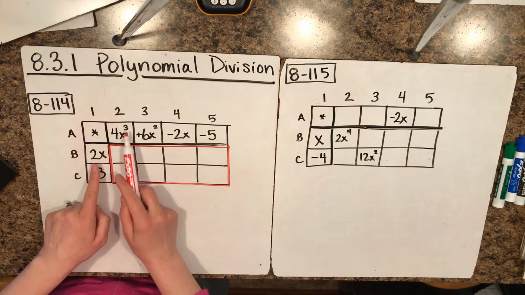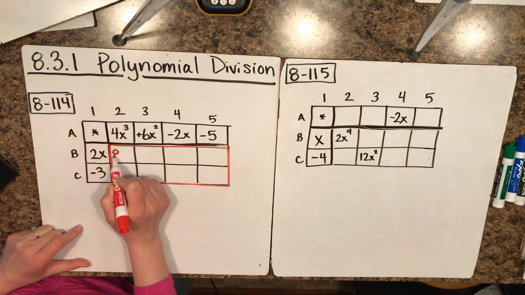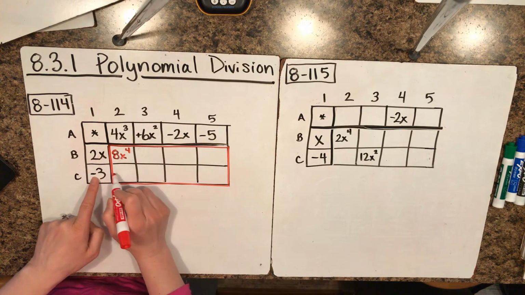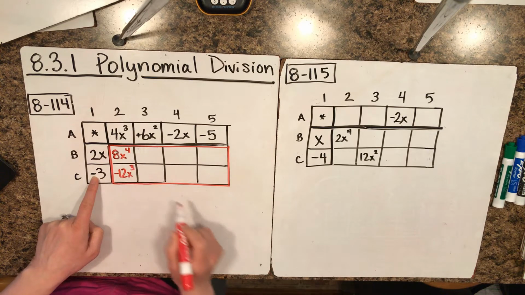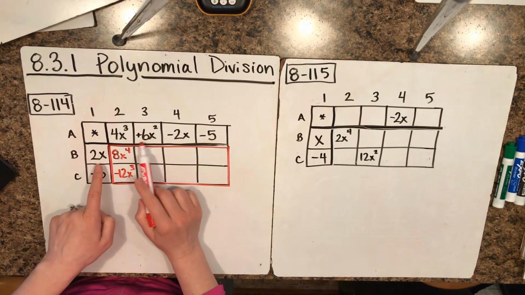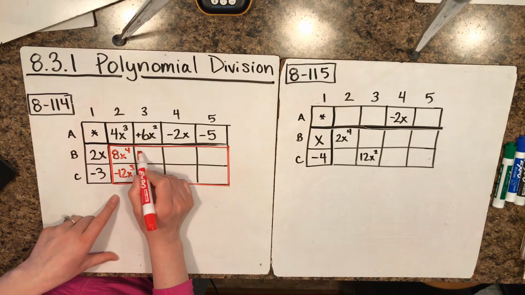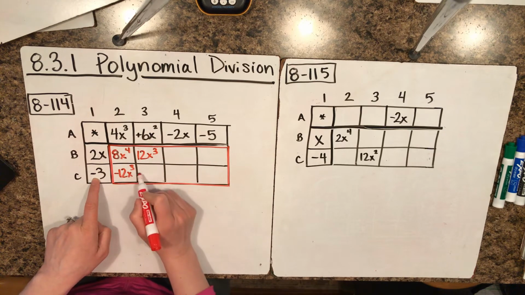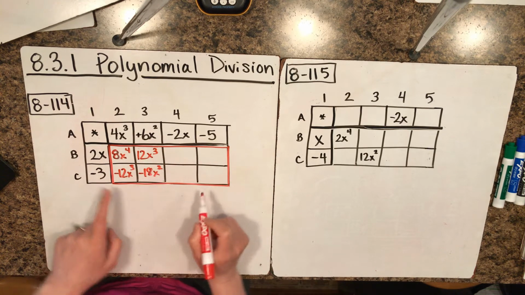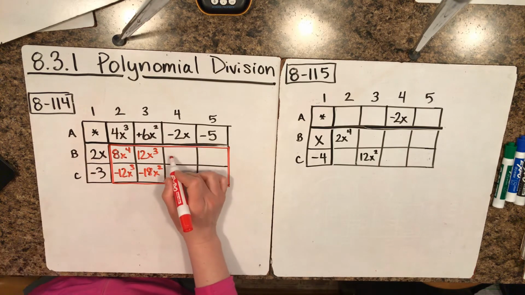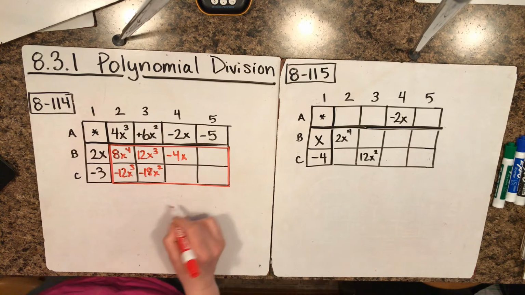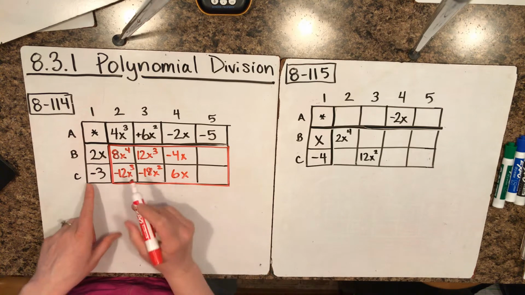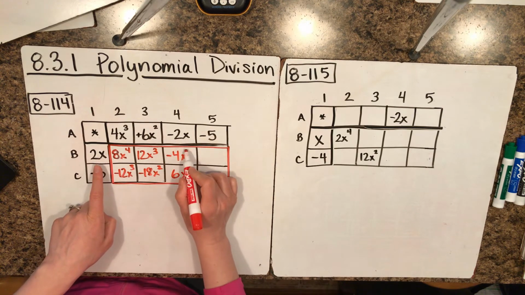So 2x times 4x cubed makes 8x to the fourth. Bottom, negative 3 times 4x cubed is negative 12x cubed. Up top here, 2x times positive 6x squared is positive 12x cubed. Down at the bottom, negative 3 times positive 6x squared is negative 18x squared. Back up top, 2x times negative 2x is negative 4x. Down at the bottom, negative 3 times negative 2x is positive 6x. Oops, I did something wrong here. 2x times negative 2x would be negative 4x squared.